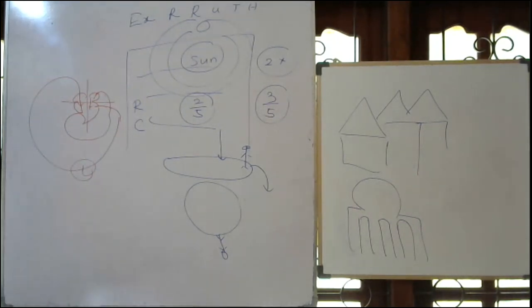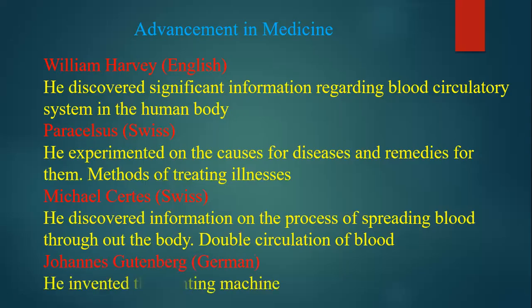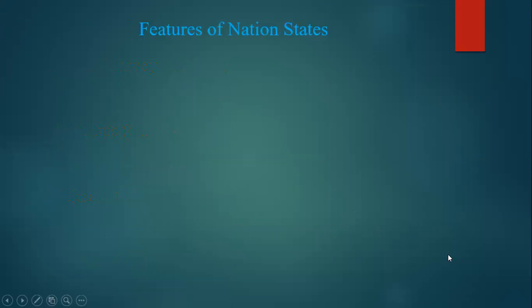You will learn this from science. They will teach this one, okay? And Johannes Gutenberg, a German, he invented the printing machine. William Harvey, Paracelsus, Michael Servetus, Johannes Gutenberg, right?